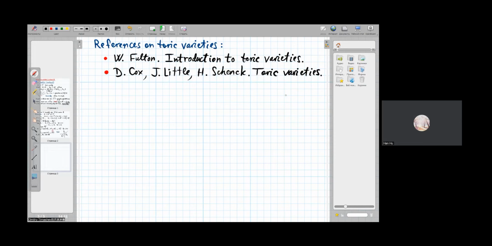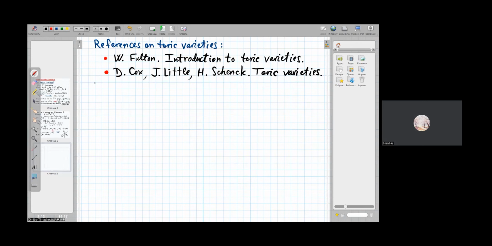So if you want to go into this theory deeper, then maybe after the book of Fulton, you can take this one. It contains all up-to-date information about toric varieties which exists for the moment. And maybe I finish my discussion on toric varieties just with a couple of exercises.